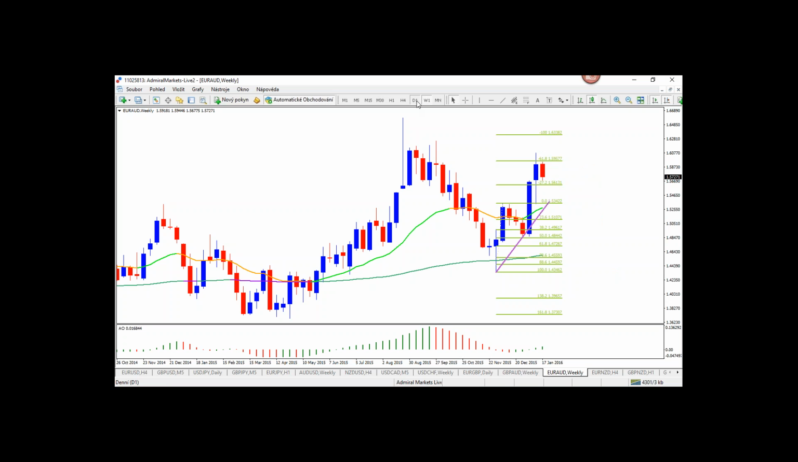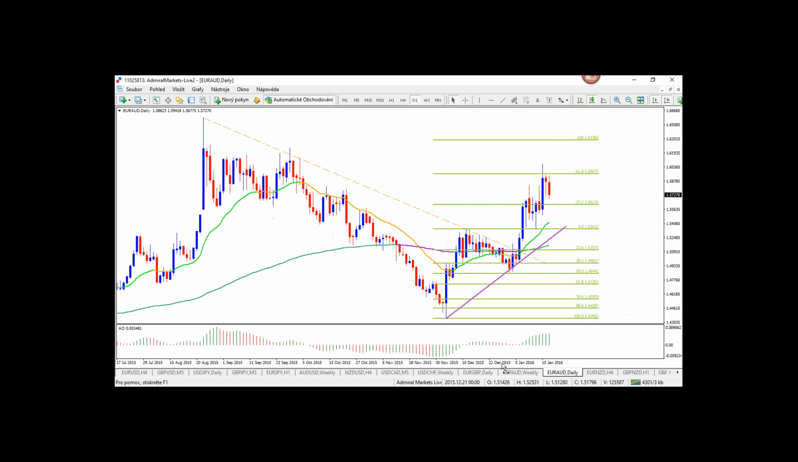Let's take a look at the daily. And I'm going to move this fib. We know that the target has been hit. And we're going to fib this breakout here like this. This is, I would say, let's say the master fib at the moment.